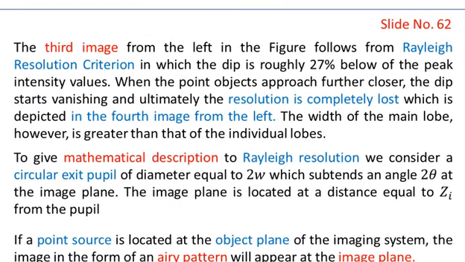The third image from the left in the figure follows from the Rayleigh resolution criterion, in which the dip is roughly 27% below the peak intensity values. When the point objects approach even closer, the dip starts vanishing, and ultimately the resolution is completely lost, which is depicted in the fourth image from the left. The width of the main lobe, however, is greater than that of the individual lobes.